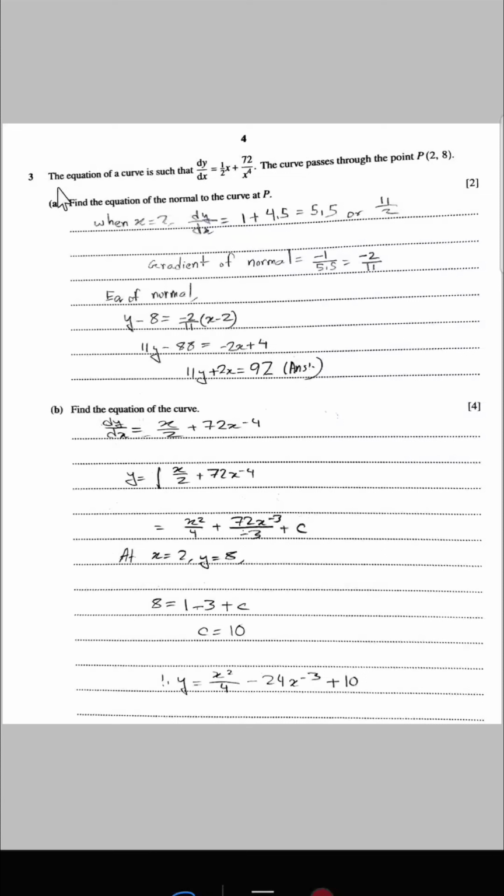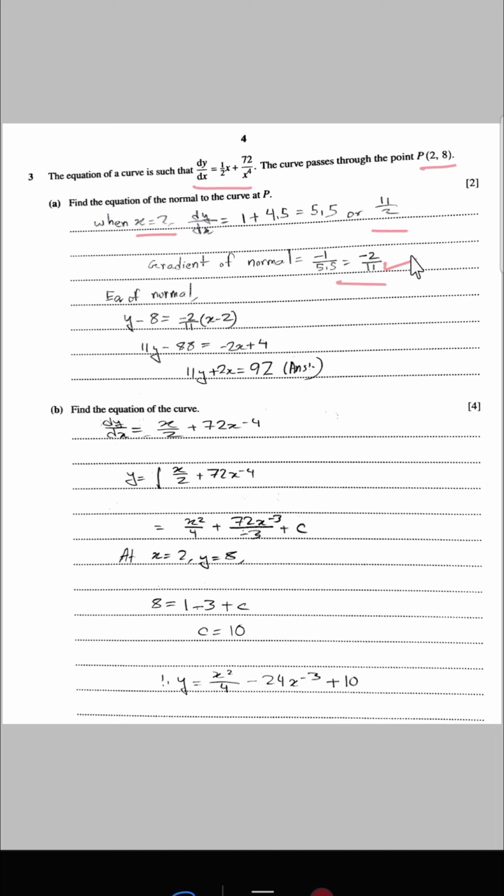Question 3. The equation of the curve is such that dy by dx is given. The curve passes through the point P. Find the equation of the normal to the curve at P. To find the equation of the normal, we need to find the gradient of the normal and the coordinates. We already know the coordinates, so first of all we need to find the gradient of the curve. So after putting the value of x, we find the gradient of the curve, then the gradient of the normal will be its opposite and reciprocal.